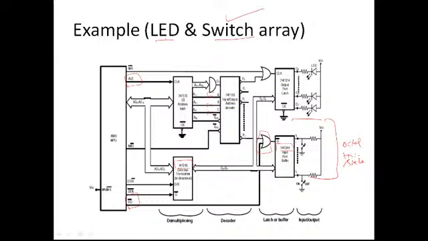So these outputs will become tri-stated, logically disconnected. When a read operation comes, this will become 0 and the device is selected. When the device is selected and this becomes 0, the switch status will be momentarily put onto the D0 to D7 bus and then taken inside the processor. This is the basic idea.